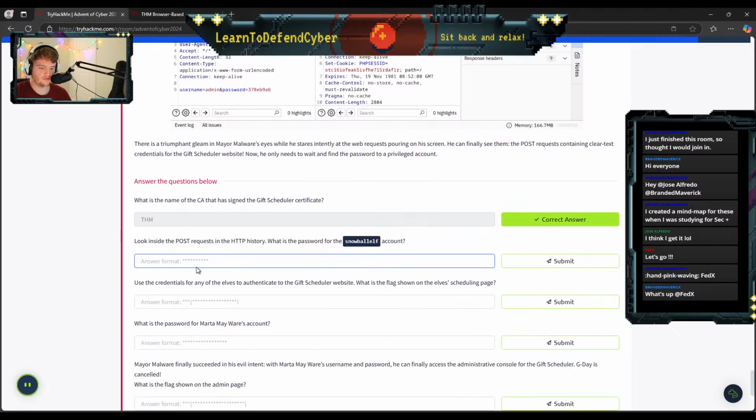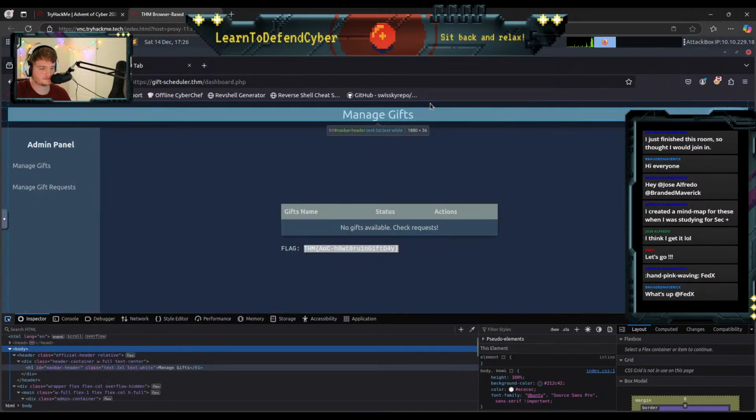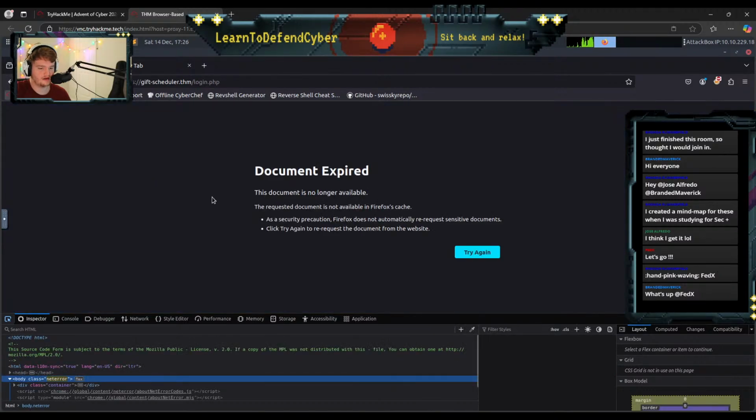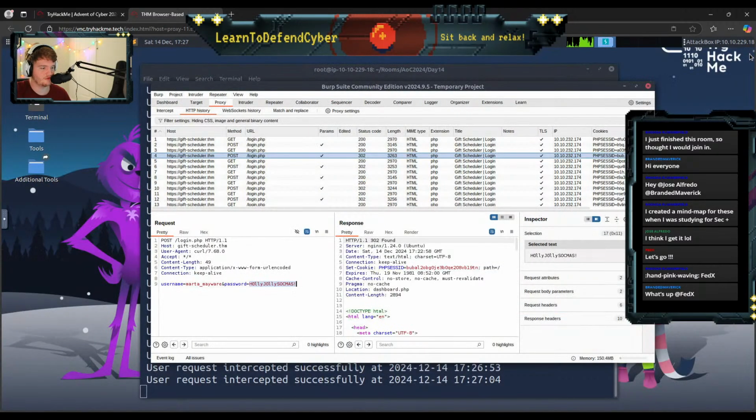It wants to know, inside of the post request in the HTTP history, the password for the Snowball Elf account, but let's go ahead and actually use the credential. Okay, let's skip a step because I already logged into Marta Mayware's account. We'll go ahead and paste this in there. This is the one that we got from her account. And we can go back. Document expired. I'm probably going to have to close the connection, try again.